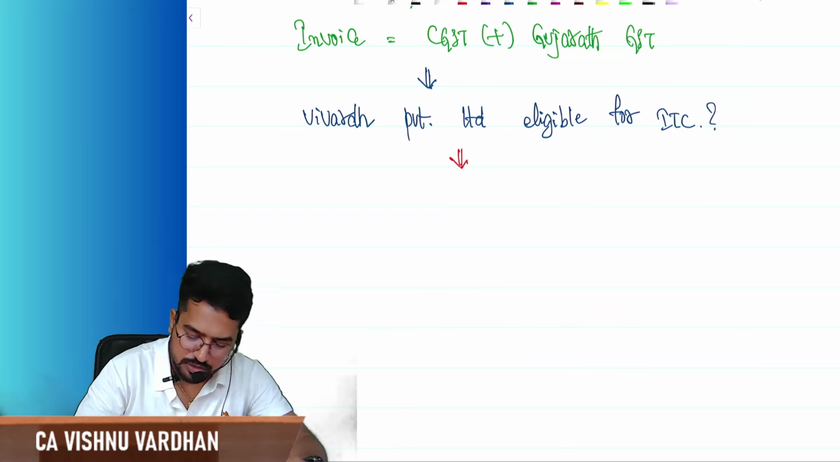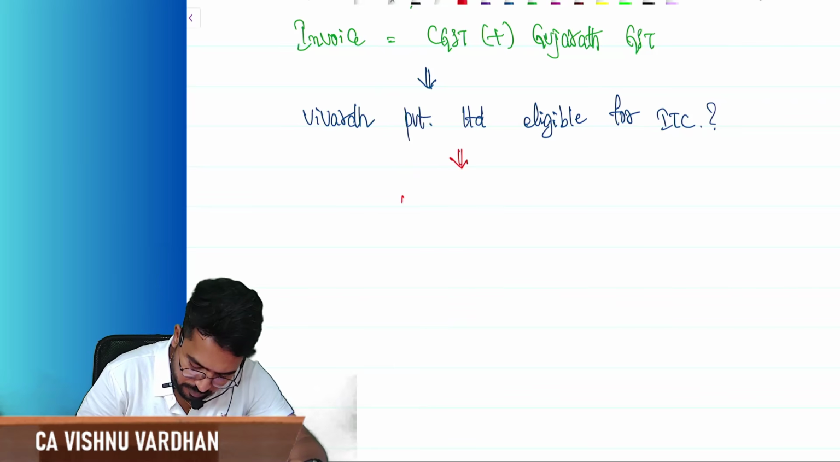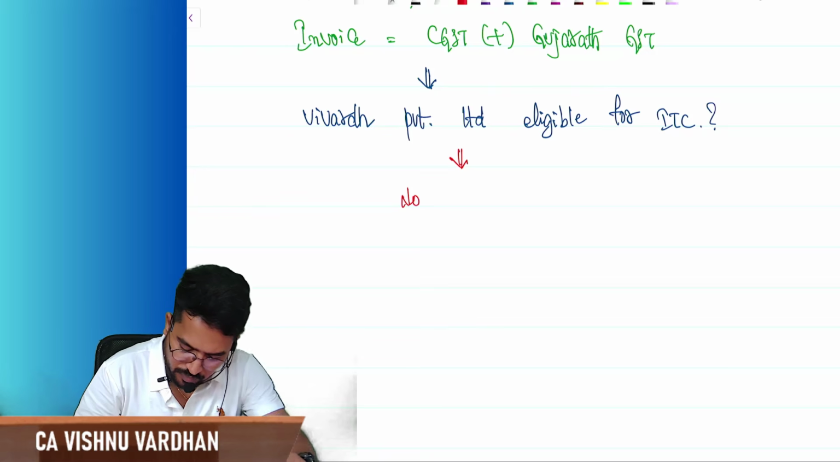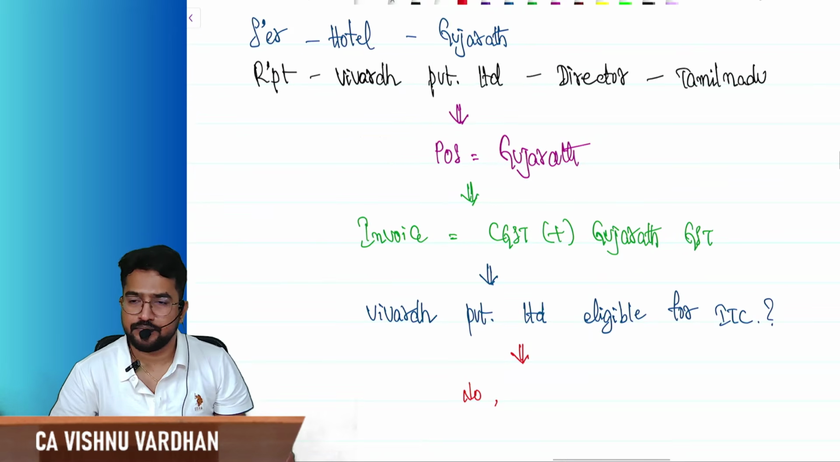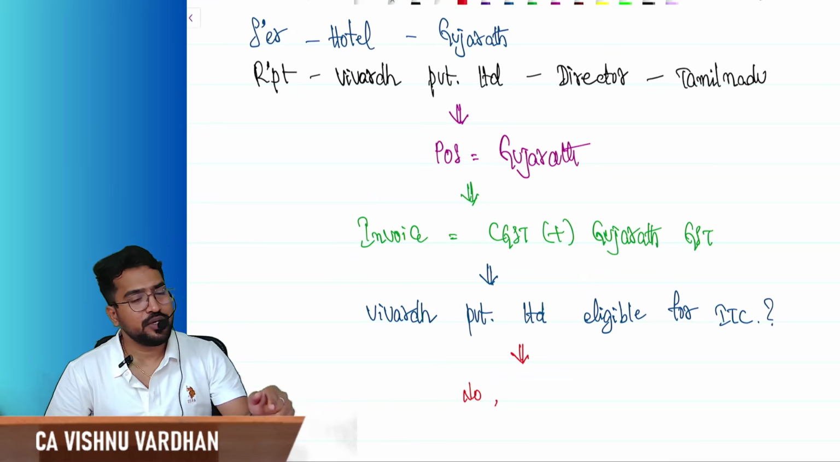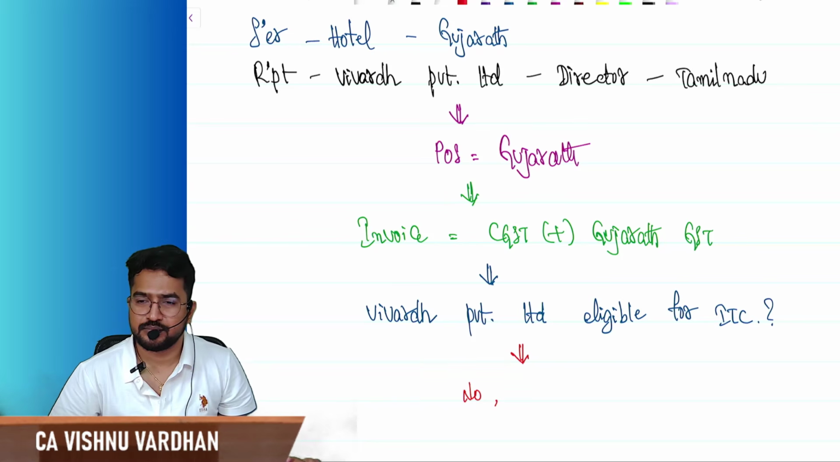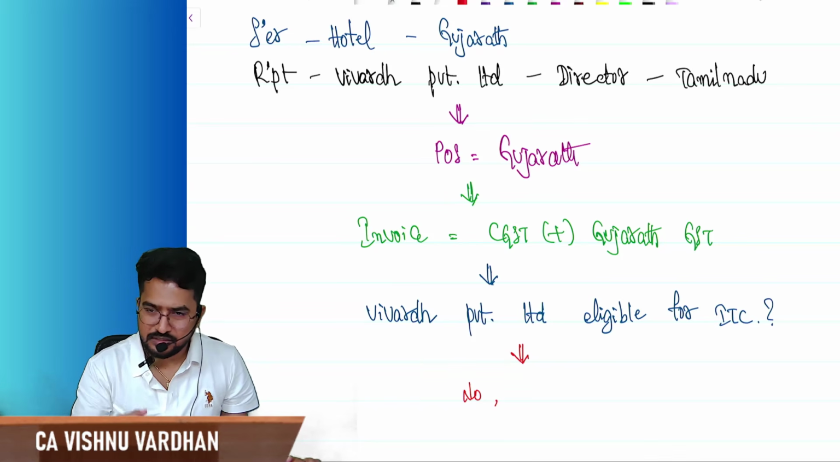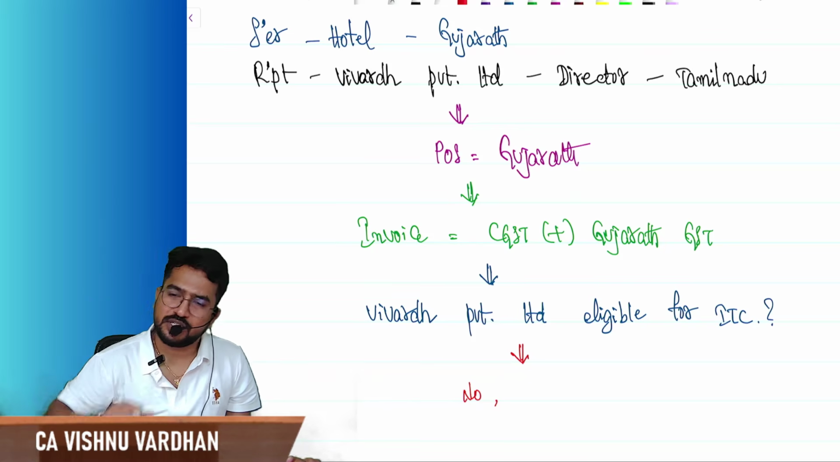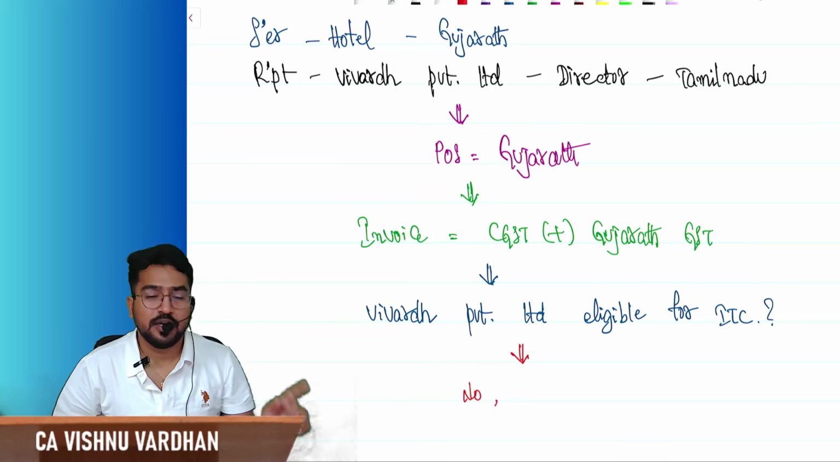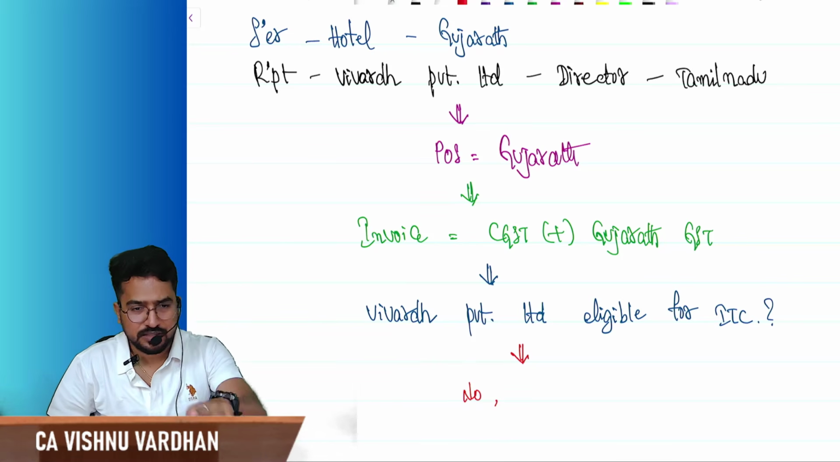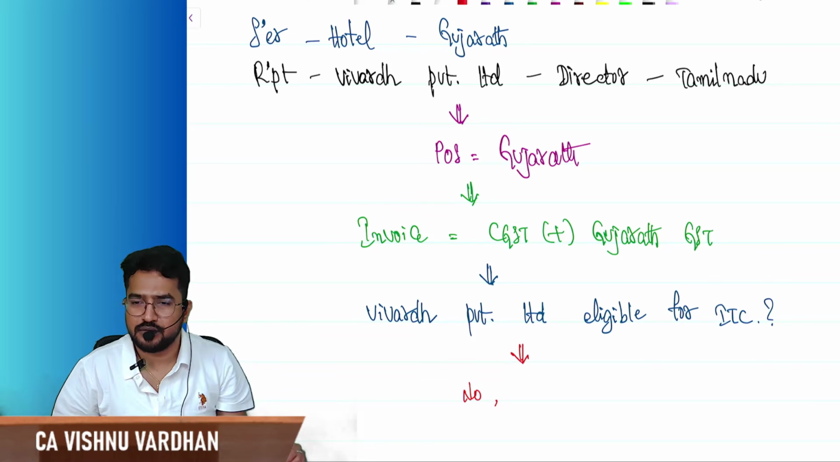The answer is no. You tell me where you are registered, company, Tamil Nadu. How can you take CGST and Gujarat GST as ITC? Hotel will collect CGST plus Gujarat GST and pay to the Gujarat state government. That CGST will go to central government. You can take ITC either CGST plus SGST in full, or you cannot take anything. You cannot take half the amount.